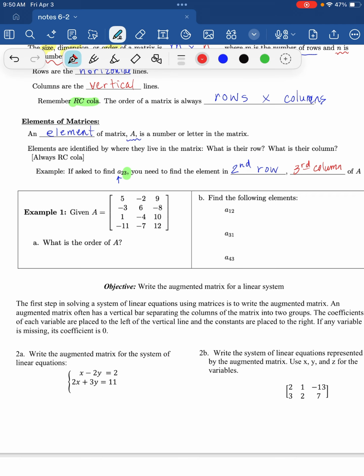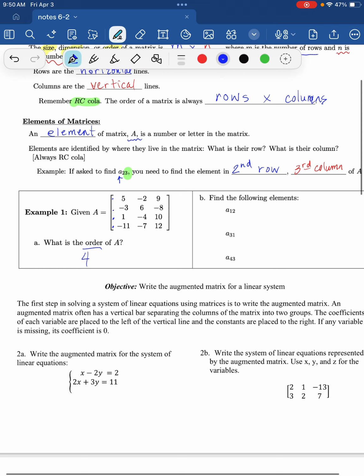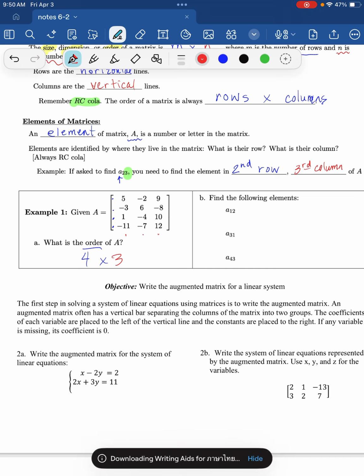So example 1, here we are given a matrix A, 5, -2, 9 in the first row, -3, 6, -8 in the second row, and so on. Part A is asking what is the order. That's the size or the dimension. So this has 4 rows and it has 3 columns. So this matrix A has order, size, or dimension 4 by 3.